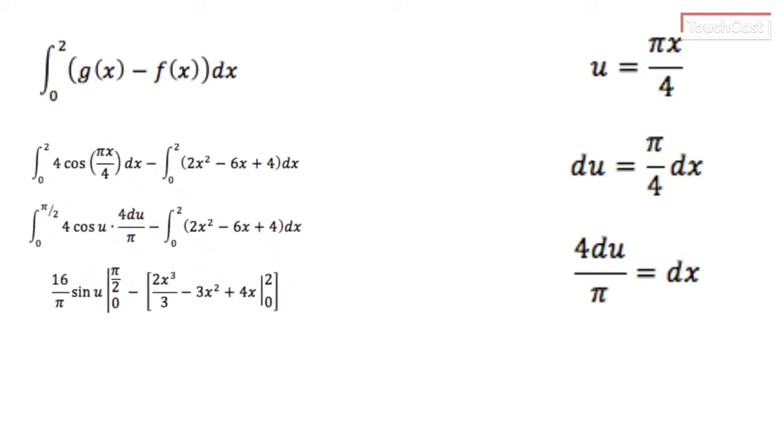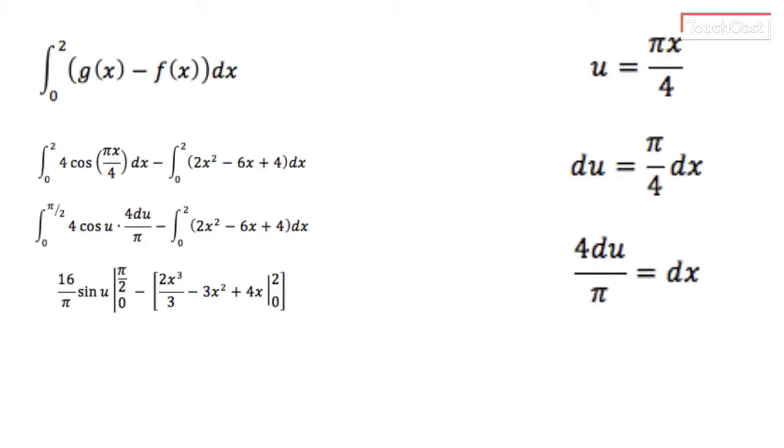Just think about that next line. So I know I'm going to integrate from 0 to 2, 4 cosine pi x over 4, minus the integral from 0 to 2 of 2x squared minus 6x plus 4.